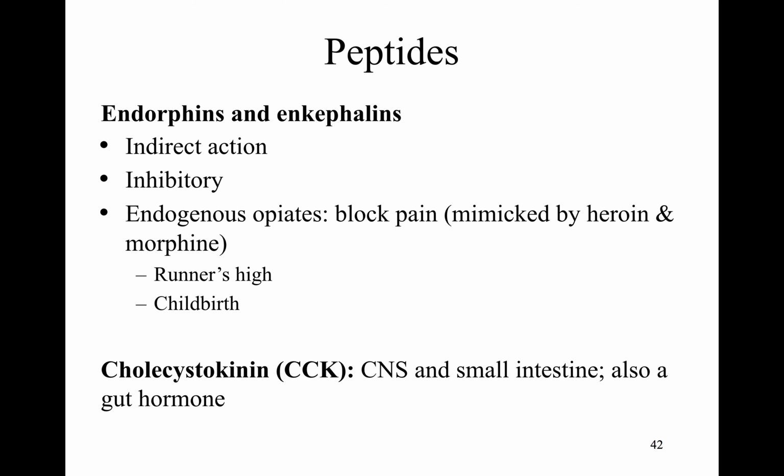So endorphins are going to be released during exercise in order to block any pain associated with exercise. That's also known as the runner's high. Endorphins or enkephalins are then going to be released during childbirth, and they're going to act as kind of a natural painkiller during childbirth by blocking pain. So they're inhibiting some of those pain pathways. These endogenous opiates are actually going to be mimicked by heroin and morphine. So both heroin and morphine are going to act as endogenous opiates in order to block pain.